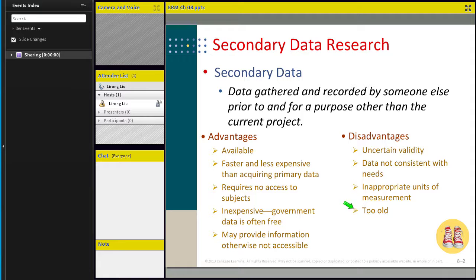And secondary data can be too old because, again, they are collected already for a different project, and that project may have been carried out a year ago. Especially for macro data collected by the government, it does take time for them to collect the data, organize it, clean it, and make it publicly available. So such data can be quite old.